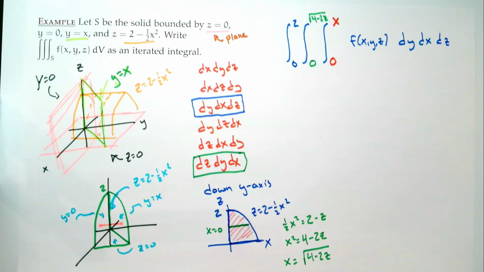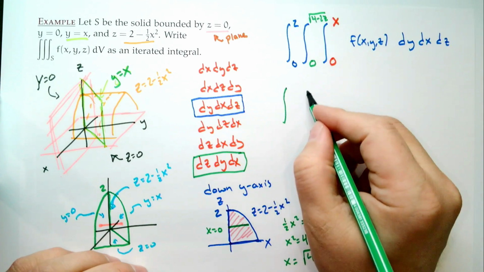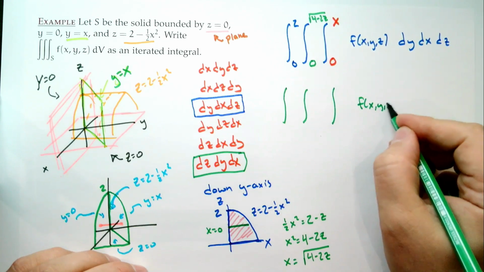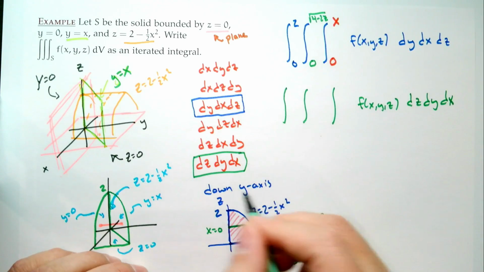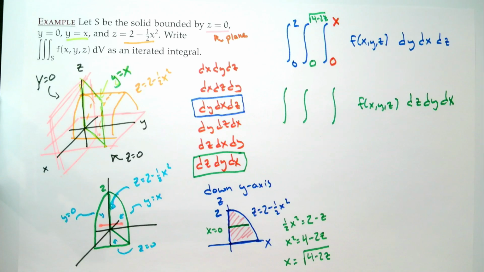Now, why do I say it's an oldie but a goodie? Well, if you do dz, dy, dx, that's the way that you're used to thinking about things. Okay, so let's do dz, dy, dx. So we're going to have integral, integral, integral, f of x, y, z, dz, dy, dx. When in doubt, if they don't give you any other suggestions, that's probably the best one to start with.